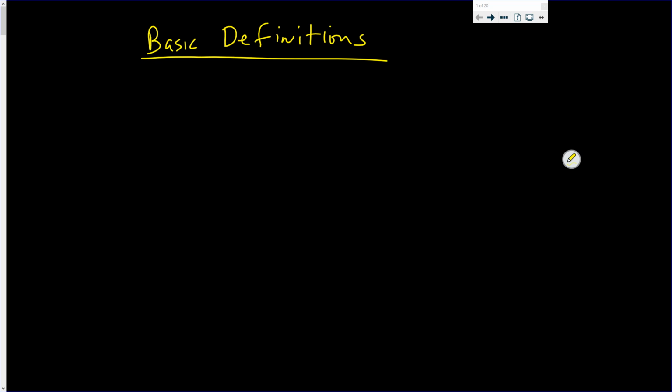In this video, we're going to write down some basic definitions. The first definition is what we call the natural numbers. They are also called the counting numbers. And they have a symbol.